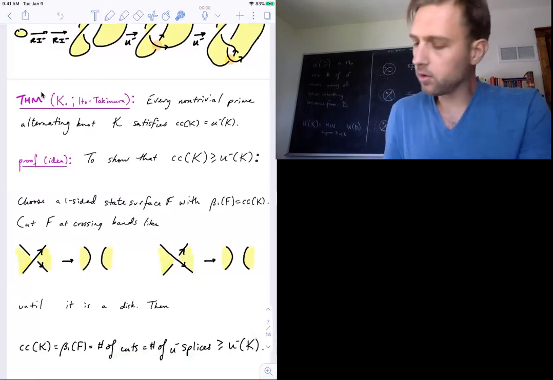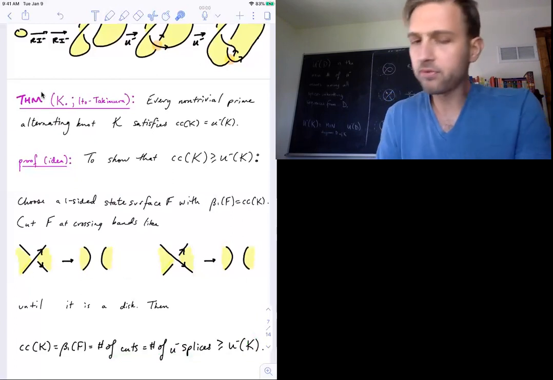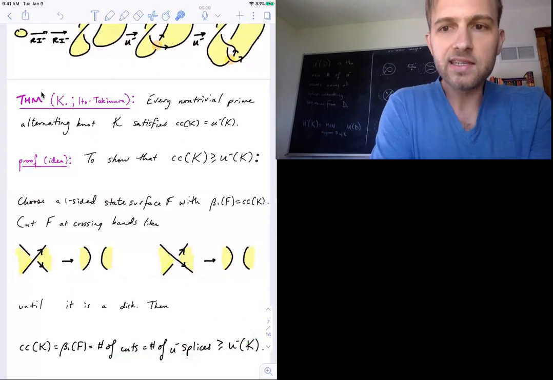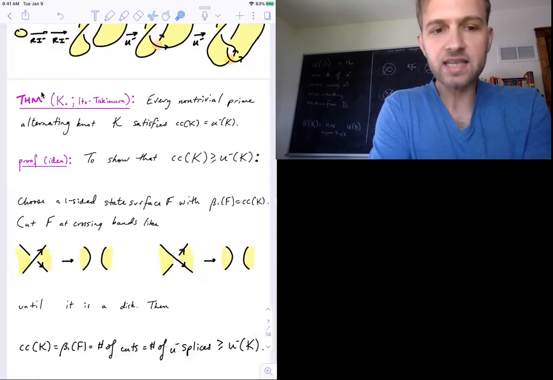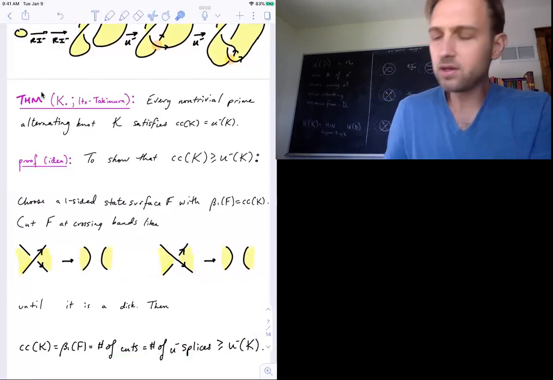Okay, well, I explained a minute ago why you can perform at least one of these cuts that corresponds to a U minus type splice, but why can you keep doing it?